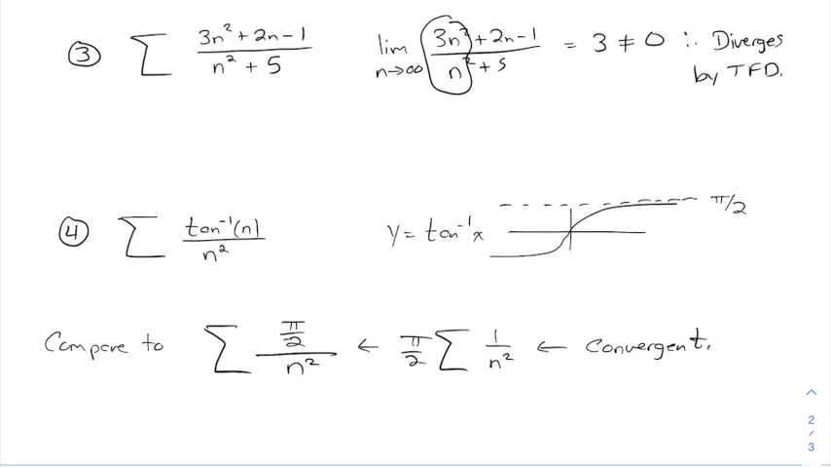And so how do we compare these? Or rather, how do these compare? Well, inverse tan of n over n squared, if you compare that to pi over 2 over n squared, inverse tan is going to be less than pi over 2. So therefore, this is convergent. The original one was also convergent.